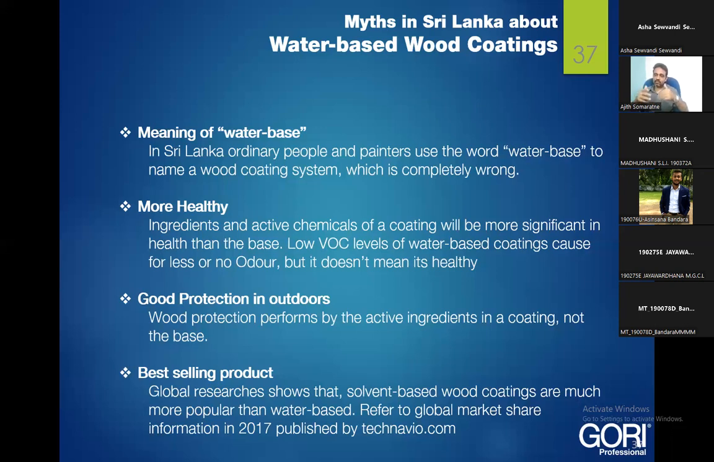Maybe you have seen some wood coatings brands mentioning on their display boards that they don't have lead now, they don't have mercury now in their coatings. That means those were there before they published that. No? That's why they are mentioning that it is not there now. So earlier it was there. So those chemicals are much more a danger for our health than the base, water or the solvent, right? So we have to consider the chemicals inside the coating, not the base, right? The base is harmless compared to the chemicals in the coating.